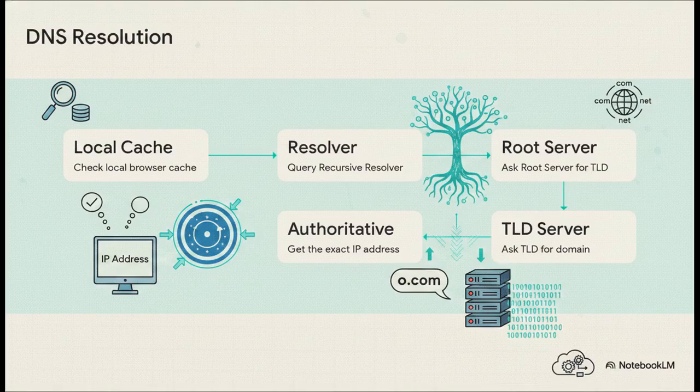DNS. We all know the classic DevOps joke, right? It's always DNS. Because humans like easy domain names and machines only understand IP addresses, this crazy multi-step dance happens every single millisecond you browse the web.